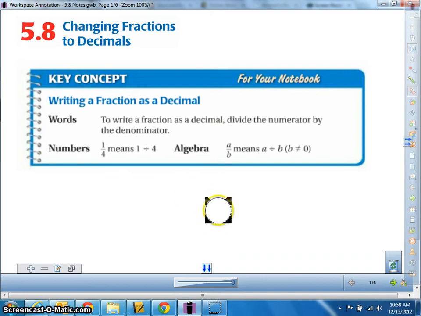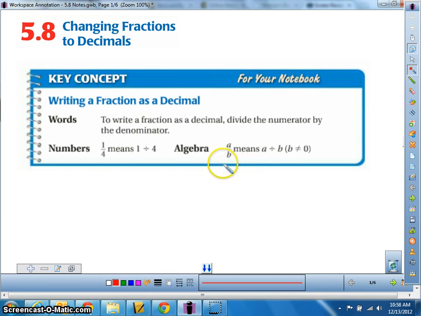We're talking about 5.8, which is changing fractions to decimals. Last time we talked about changing decimals to fractions. Now we're going to go the opposite way. What's important to remember is we need to take top divided by bottom. So 1/4 actually means 1 divided by 4. This is why we've been practicing our decimals so much.